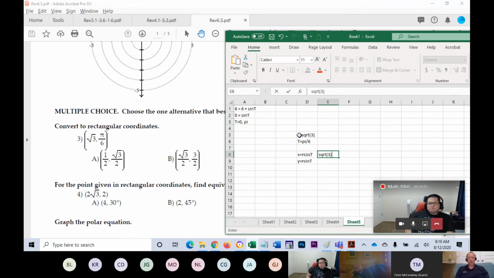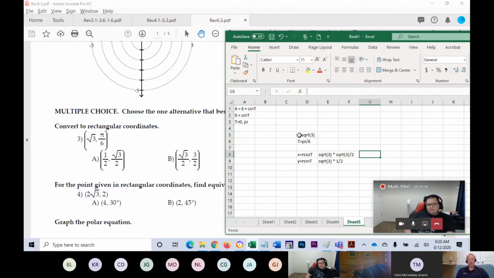So this is going to be the square root of 3. And the cosine of theta is? Cosine of pi/6 is... I keep on thinking in terms of degrees. Pi/6 is 30 degrees. So the cosine of 30 is? Square root of 3 over 2. We'll simplify that in a second. And this one's going to be the square root of 3 times the sine of 30 degrees. That'd be 1/2.